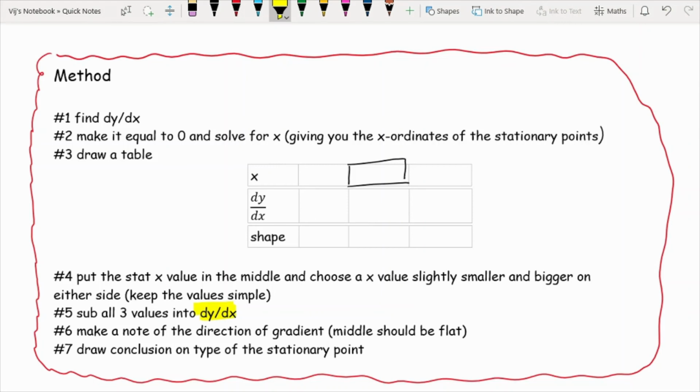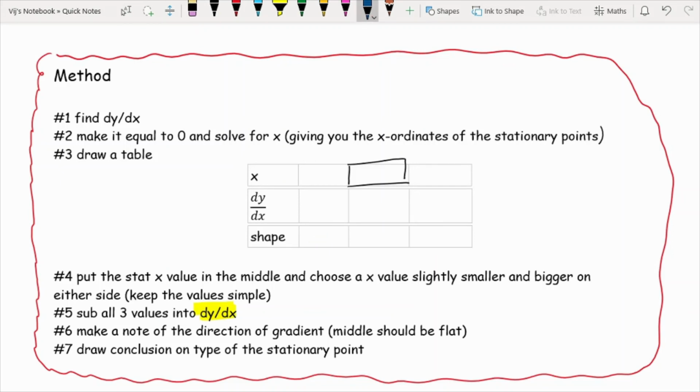Now, one thing we didn't have in that previous example was a point of inflection. If I was to have a point of inflection, let's just say this is going to be 0. Let's say this was 3, and this was 4. Then 3 shows a positive gradient, 0 is flat, 4 is positive. So we end up with something that looks like that, because at this stationary point, any value to the left is going to be positive, and any value on the right of that stationary point is also going to be positive.